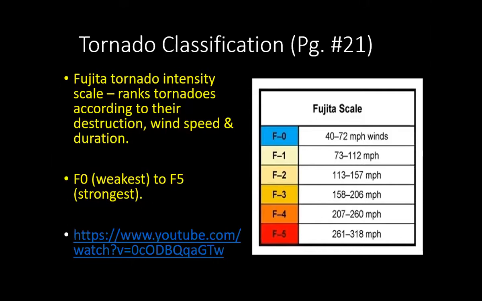And then the weakest of these is going to be F0, starting at 40 miles per hour, and the strongest is going to be F5. Okay, so that's the last thing I want you guys to write for the day.